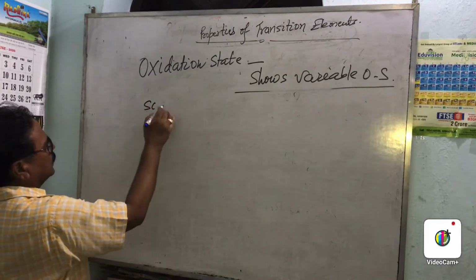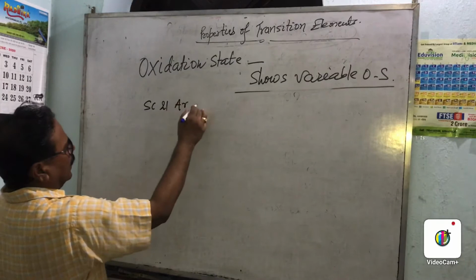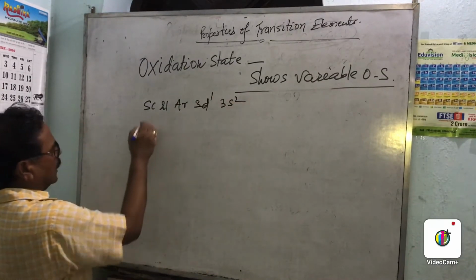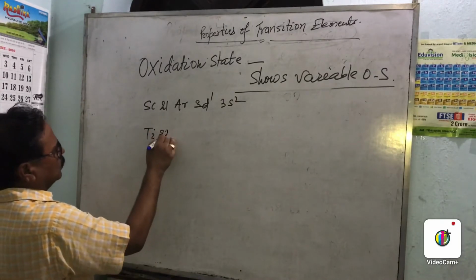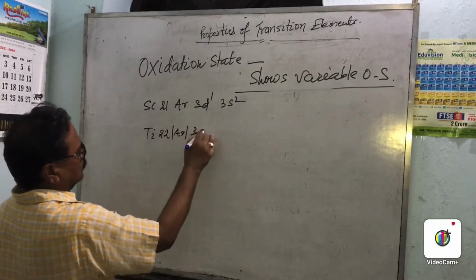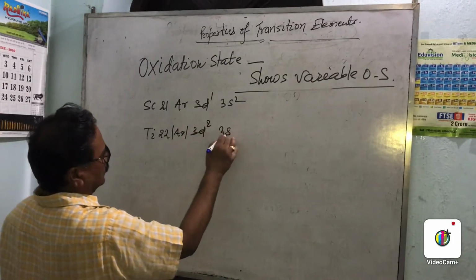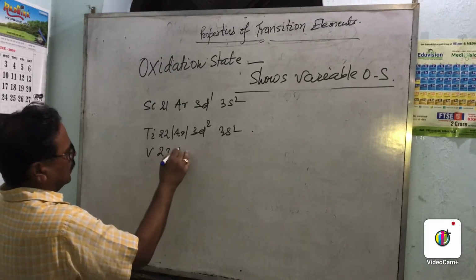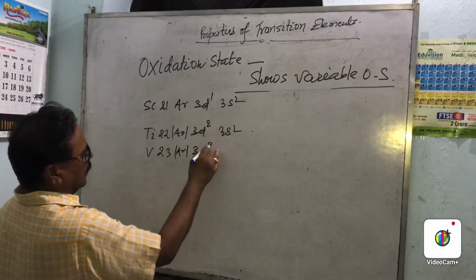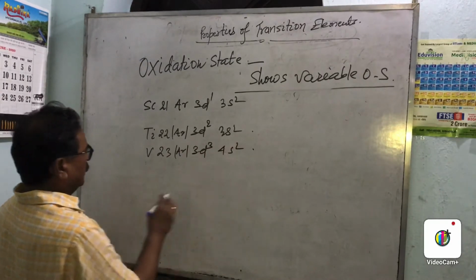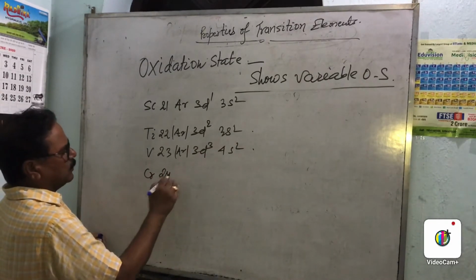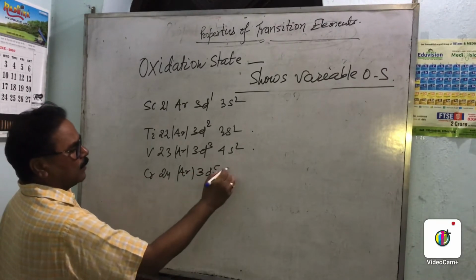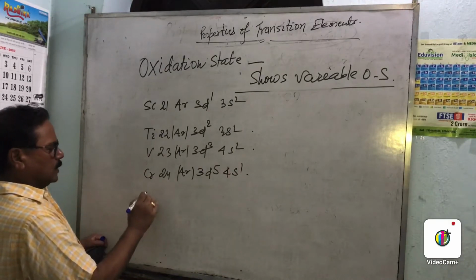Scandium, this is 21, argon 3d1 4s2. Titanium, 22, argon 3d2 4s2. This is vanadium, 23, argon 3d3 4s2. Chromium, that is 24, argon 3d5 and 4s1.